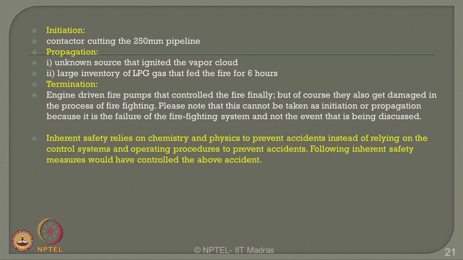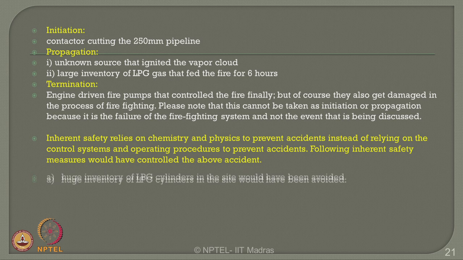The second question is about how one can improvise inherent safety to control the spread of such accidents. Inherent safety relies on chemistry and physics to prevent such accidents, instead of relying on the control systems and operating procedures to prevent such accidents. Following inherent safety measures would have controlled the above accident very carefully.